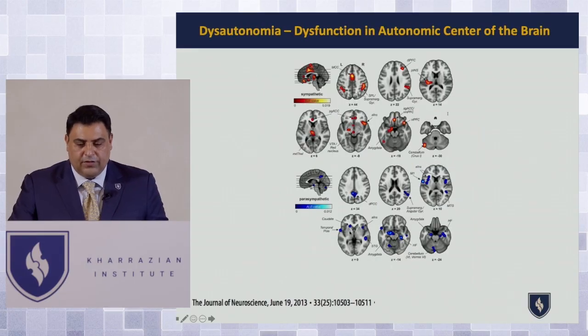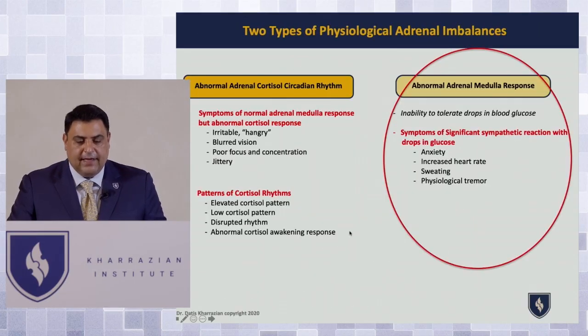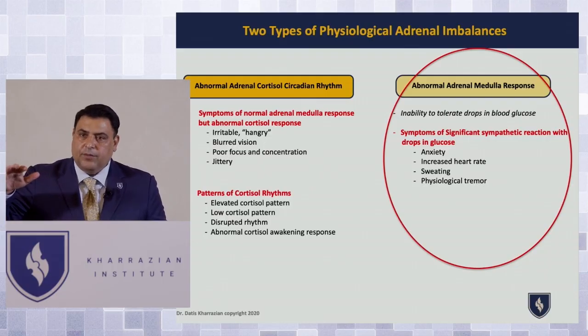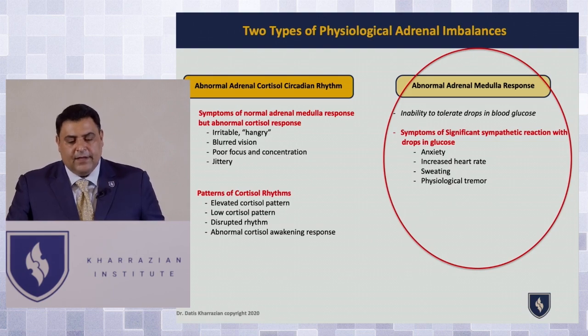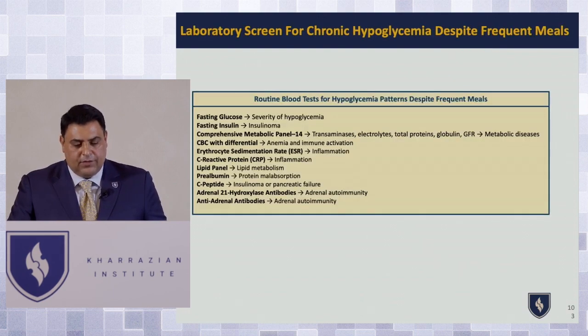So remember that the brain controls these autonomic centers, and the key finding that the adrenal medulla is not able to work well is that when the patient's blood sugar levels drop, they get immediate anxiety. They get immediate heart rate changes. They start to get physiological tremor when their blood sugar levels drop. Those are clues to you that it's not an adrenal cortex issue, but adrenal medulla. The initial 5 minutes of getting blood sugar levels back is all related to the adrenal medulla.